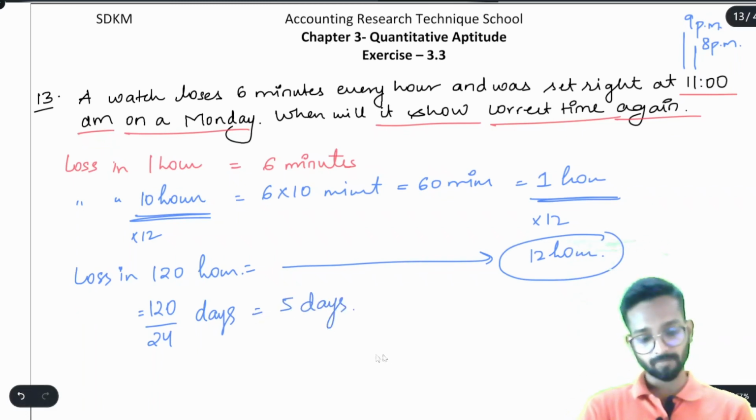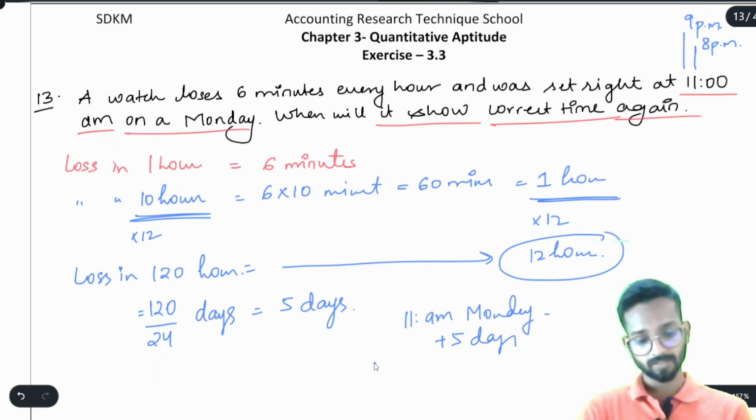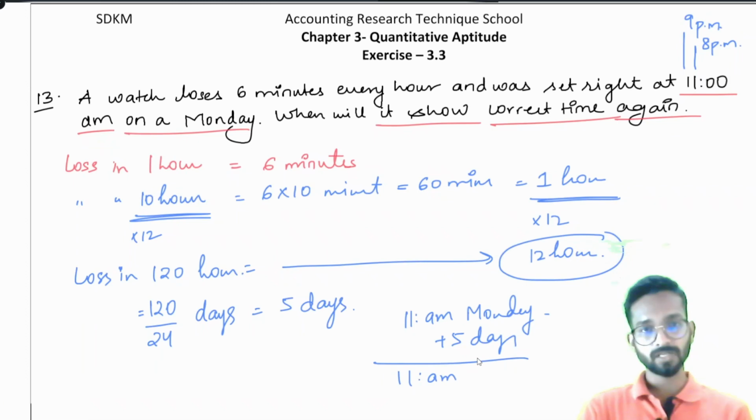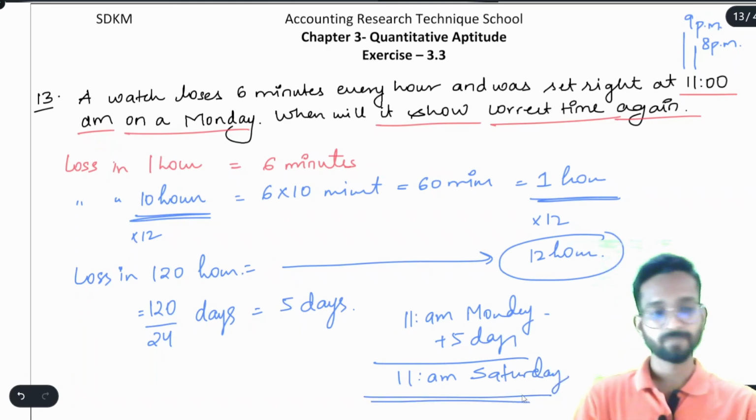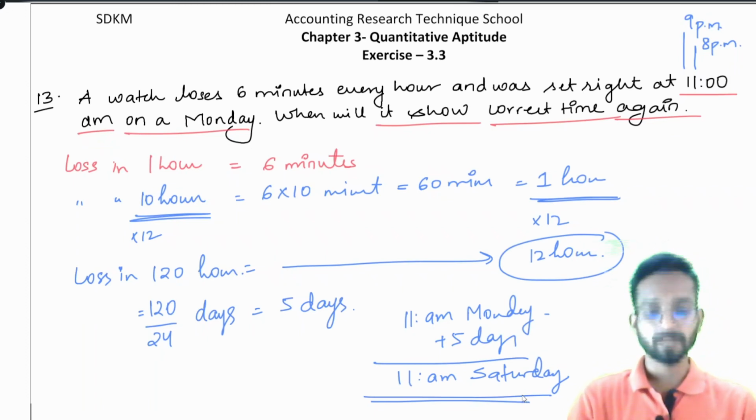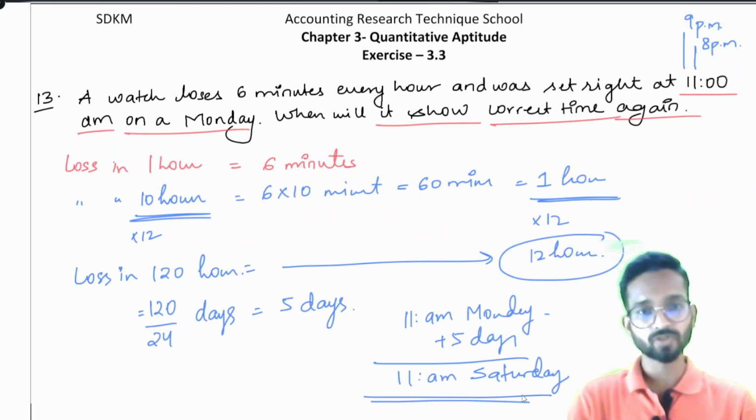So after Monday 11 a.m., if I take exactly 5 days, plus 5 days, it will be 11 a.m. on Monday, Tuesday, Wednesday, Thursday, Friday and Saturday. At 11 a.m. Saturday, the watch will show the correct time again. Now, this was the solution for the 13th question.